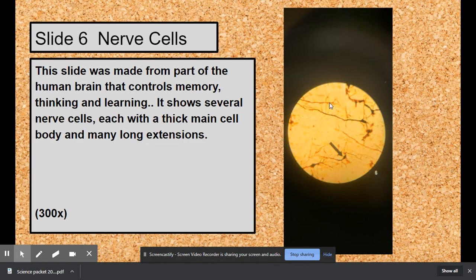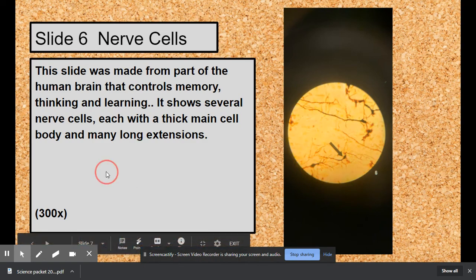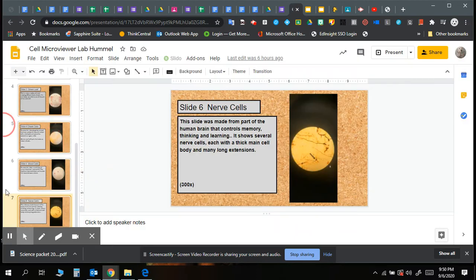So once again, go ahead and pause. Draw this picture for yourself so you see what a nerve cell looks like. And then when you're ready, we will move on.